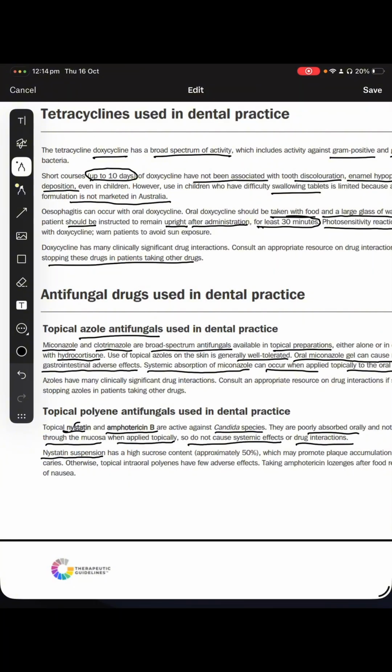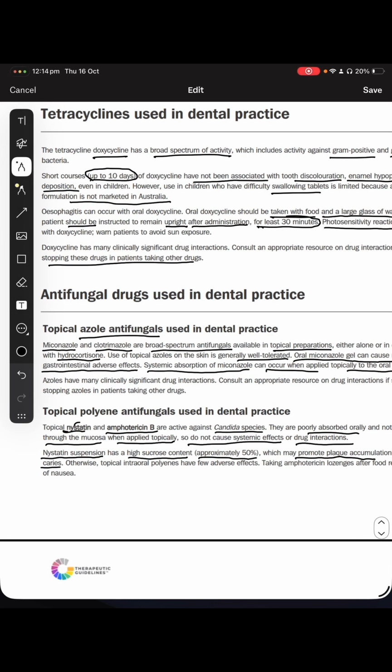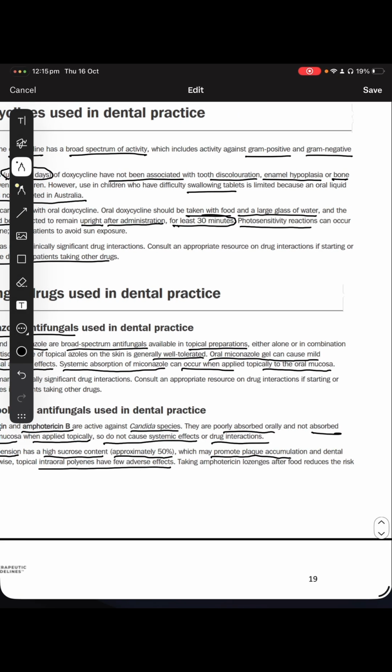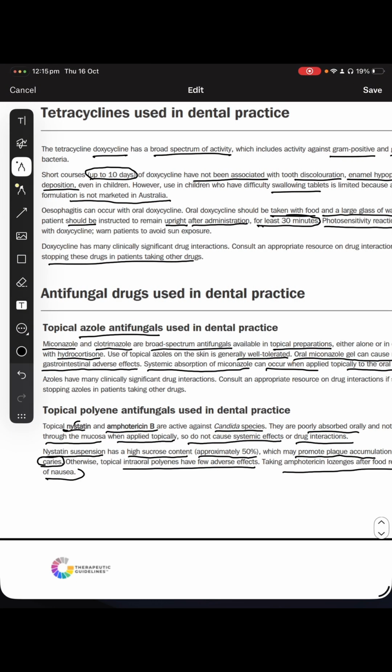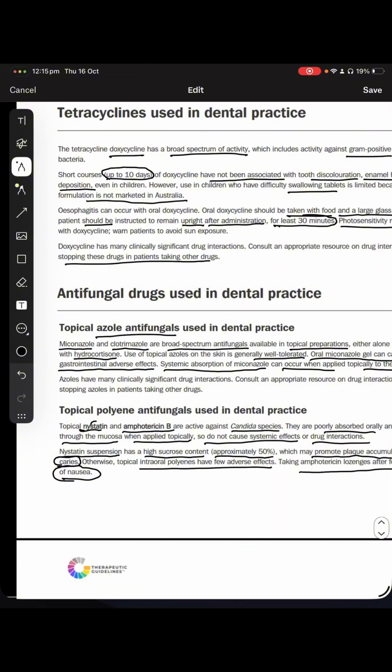Nystatin suspension has a high sucrose content, approximately 50%, which may promote plaque accumulation and dental caries. Otherwise, topical intraoral polyenes have few adverse effects. Taking amphotericin B lozenges after food reduces the risk of nausea. So, if you are giving amphotericin B to the patient, ask them to take it after food, which will reduce the risk of nausea.